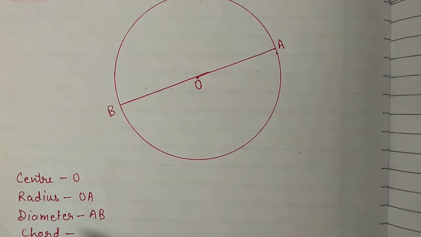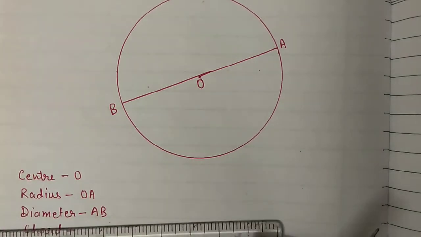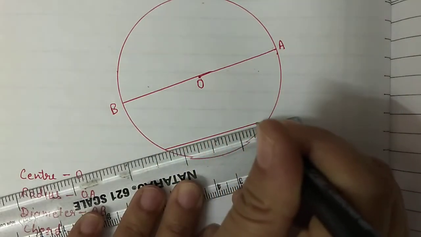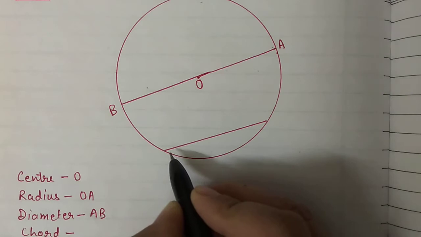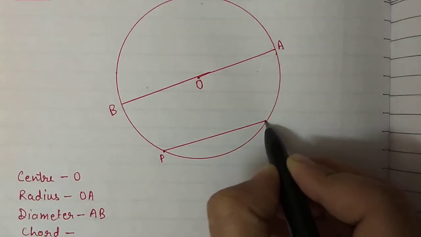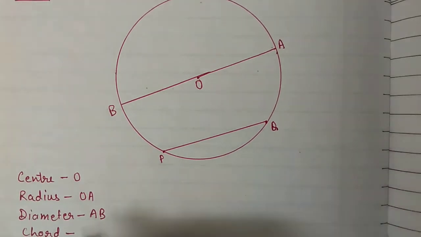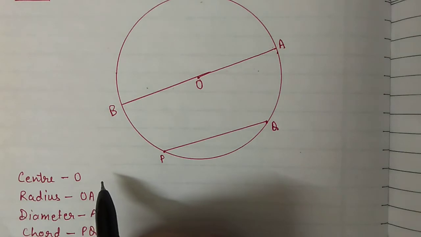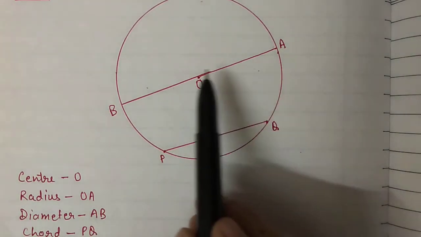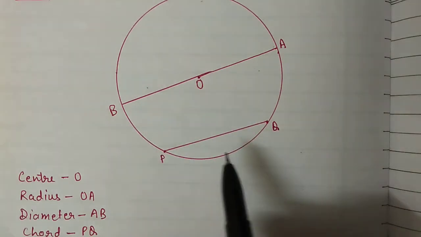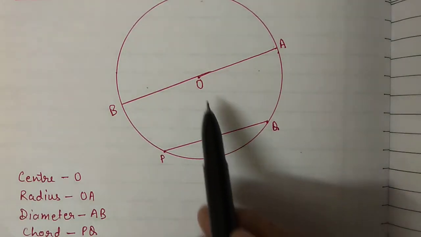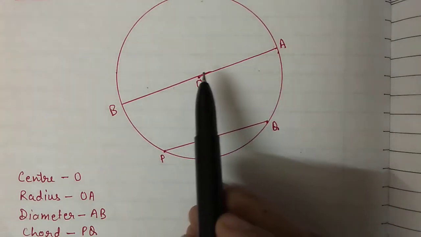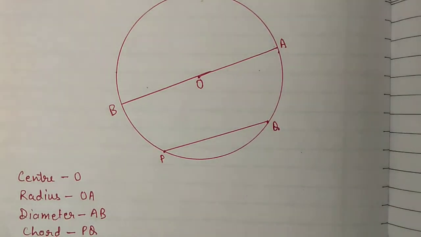Next thing is the chord. Chord means if you join any 2 points on the circumference, then we will call it a chord. So I have taken here 2 points, this is P and this is Q. So PQ is a chord here, and the longest chord is the diameter. After the diameter, the size of the chord will start decreasing. If you start from here, it will increase, and when it passes through the center, that time it will be the maximum, and again it will start decreasing.